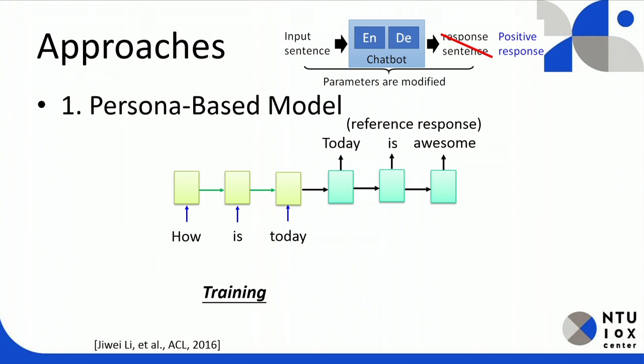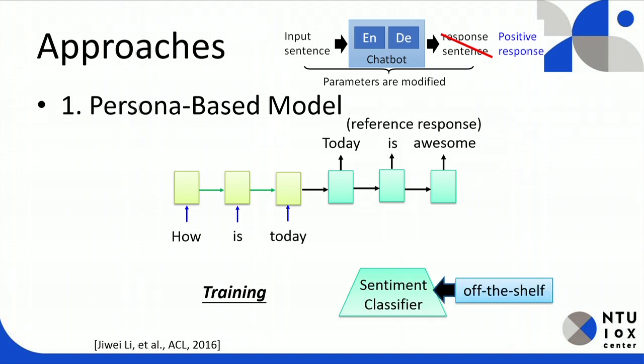So the parameter of the chatbot will be modified based on this approach. This approach works like this. During training of a chatbot, you will have training data like this. You will tell the machine that the input is "how is today", and the reference output should be "today is all set". Then there is a sentiment classifier. Today it's very easy to have an off-the-shelf sentiment classifier. The sentiment classifier takes a sentence as input and outputs a scalar. This scalar represents how positive the input sentence is.